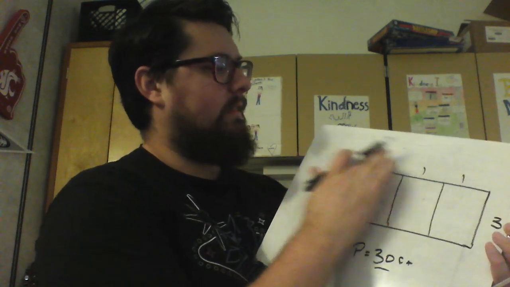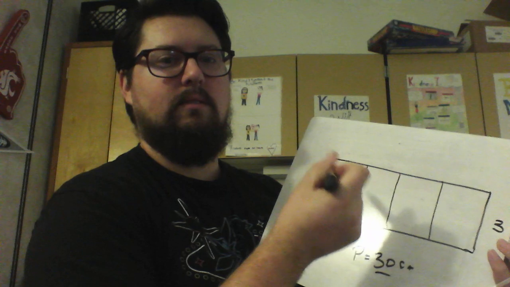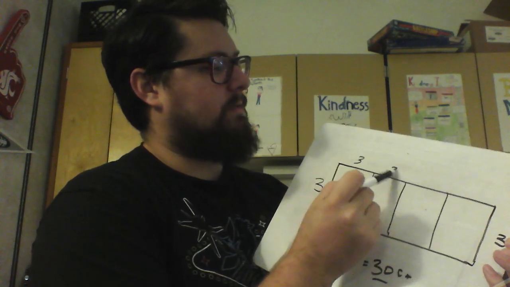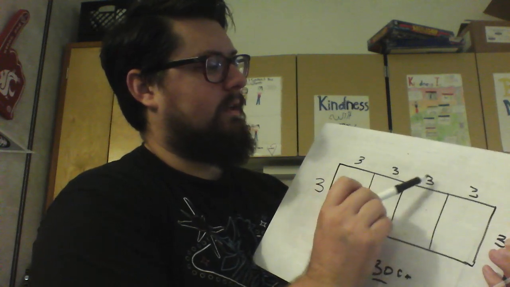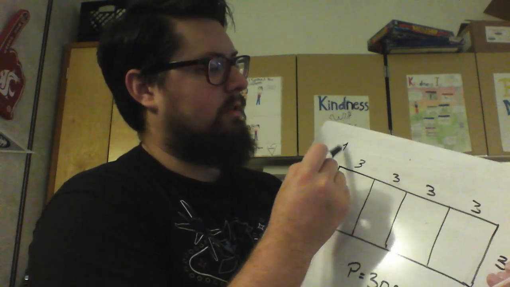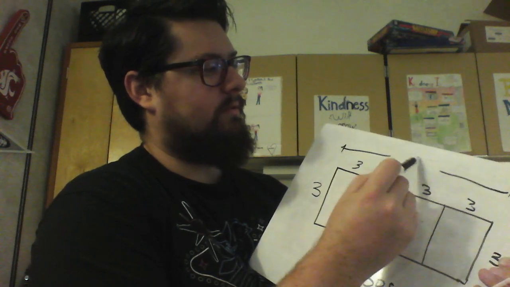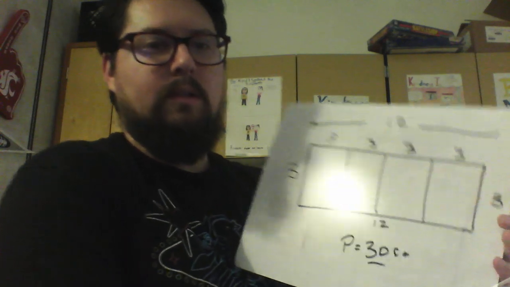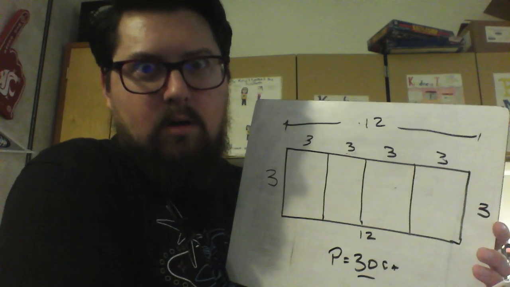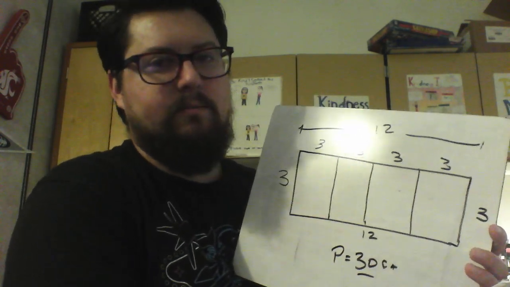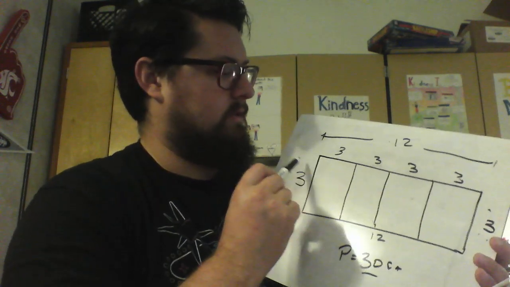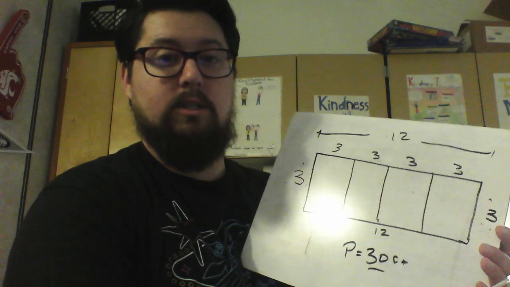And if we know that the length is just 4 times more, let's make all these sections equal 3 as well. There's 3, 6, 9, 12. The whole length equals 12. That means this whole length equals 12. Let's add them up. 12 plus 12, 24. 25, 26, 27, 28, 29. Oh my gosh, it's 30.